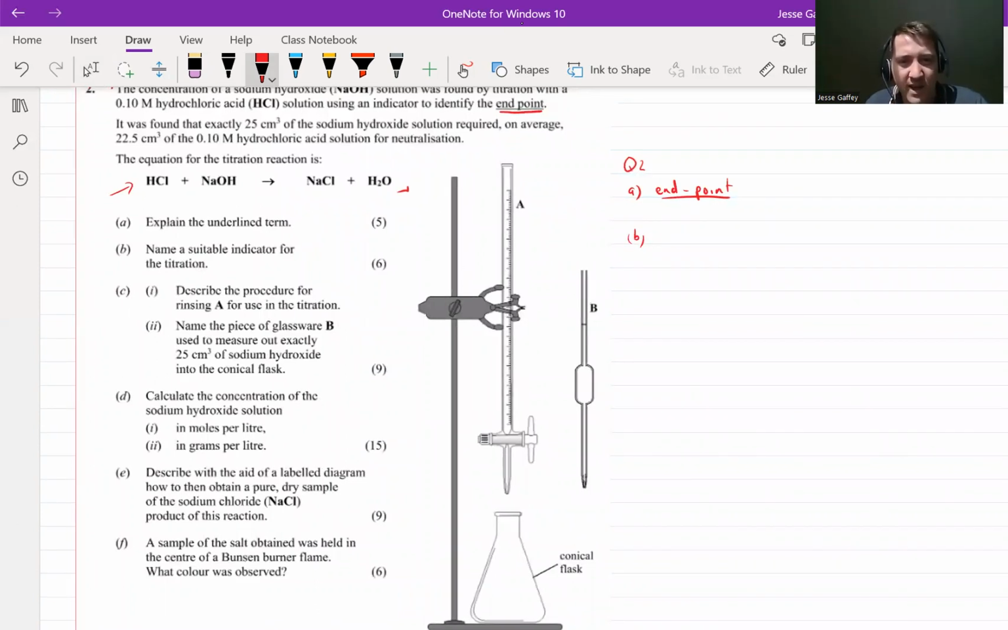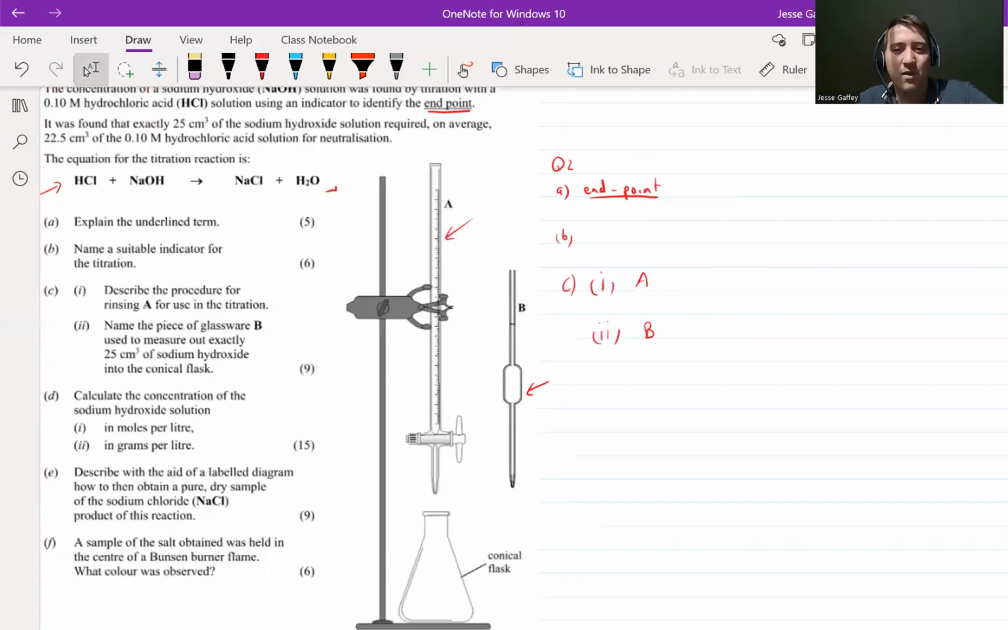So rinsing A, which is here. So this is C. 1, describe the procedure for rinsing it. And then 2, name a piece of glassware B used to measure out exactly 25 centimeters cubed of the sodium hydroxide. So in other words, just name that. So name B and talk about how you rinsed A. Now be as specific as you can about how it was rinsed.